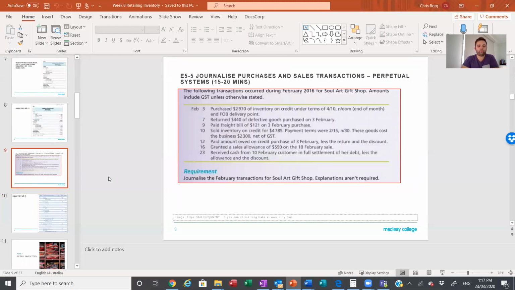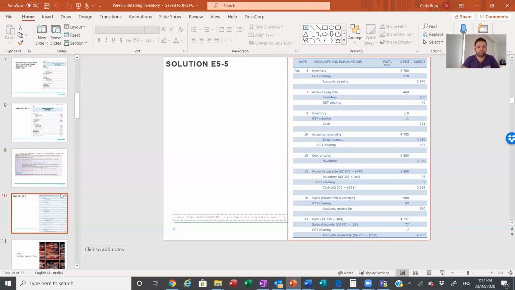The final question is exercise 5-5, which is journalizing your purchases and sales transactions using the perpetual system. Okay, so again, you're given various dates for various transactions that have happened under the perpetual system. Then you're given the solutions to those journals.